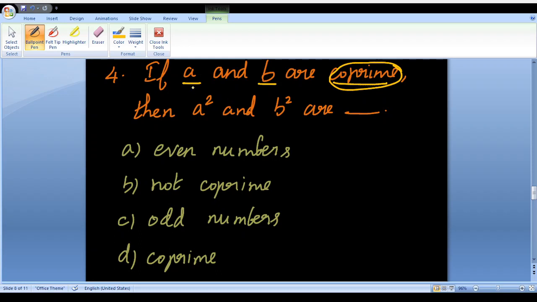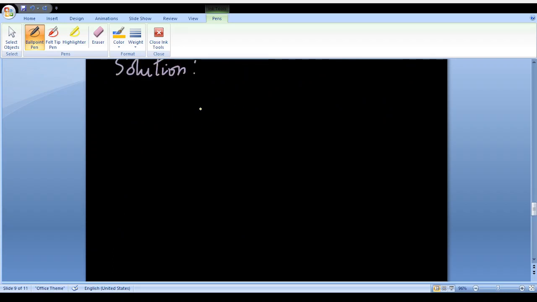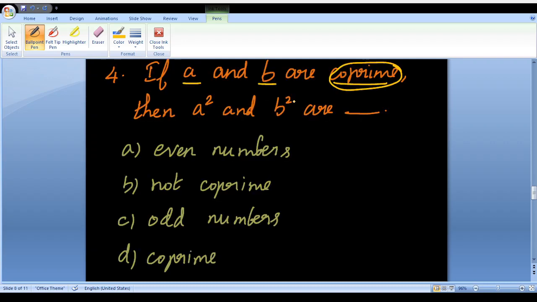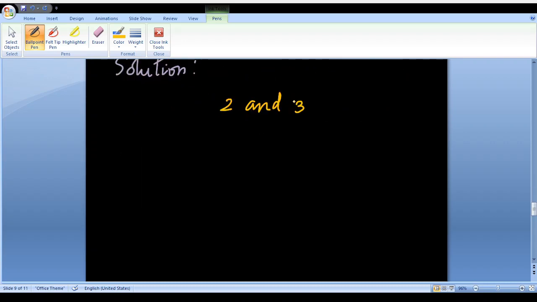So instead of A and B, I'm going to use the numbers 2 and 3. Here the question is A and B are co-prime numbers. Their common factor is only 1. Just check it. For 2, the factors are 2 and 1. For 3, you'll get 3 and 1. So what is the common factor here? Only 1 is the common factor.